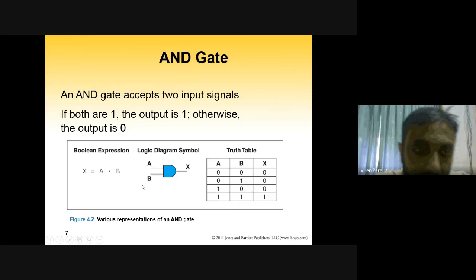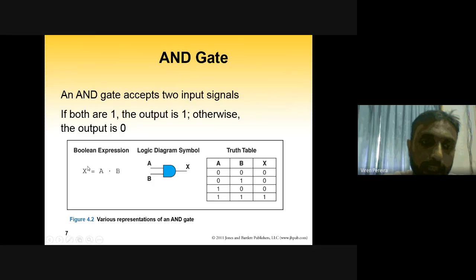So we have A into B. An AND gate accepts two input signals, and it could be two input signals or more. You can just remember that it's two input signals and more. So it could be A, B, C, D, E, F into whatever. If all inputs are 1, then the output is 1. Otherwise, the output is 0.